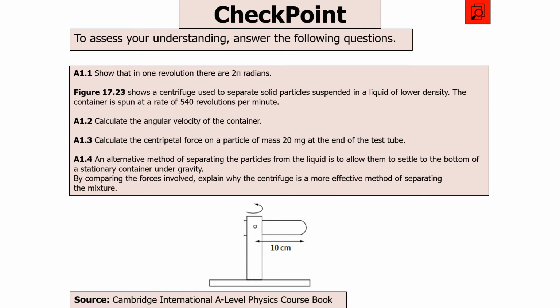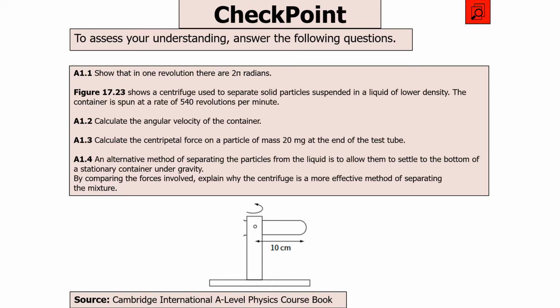The next question says, show that in one revolution there are 2 pi radians. Then the figure below shows a centrifuge used to separate solid particles suspended in a liquid of lower density. The container is spun at a rate of 450 revolutions per minute. Calculate the angular velocity of the container. Then calculate the centripetal force on a particle of mass 20 milligrams at the end of the test tube.